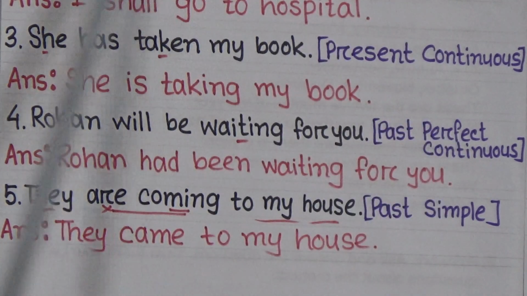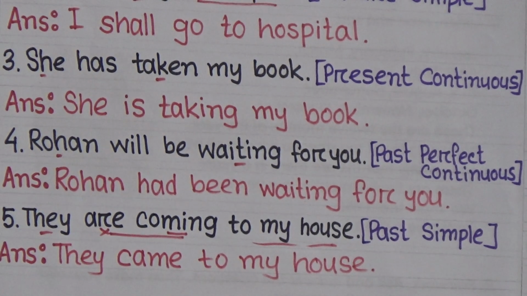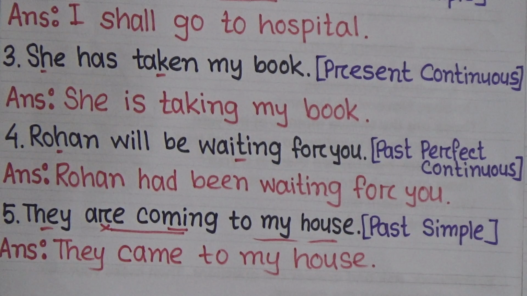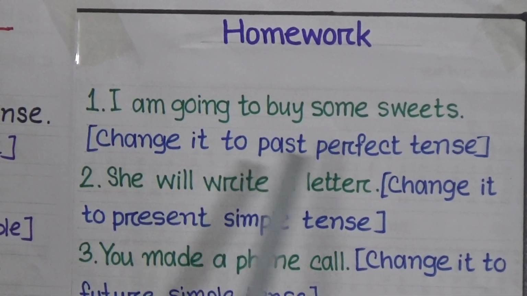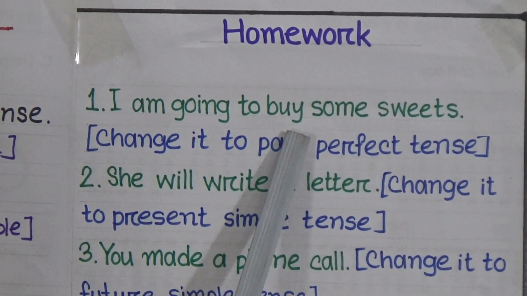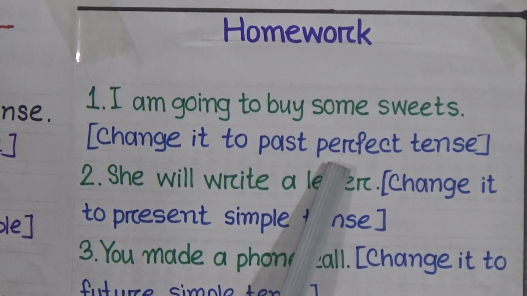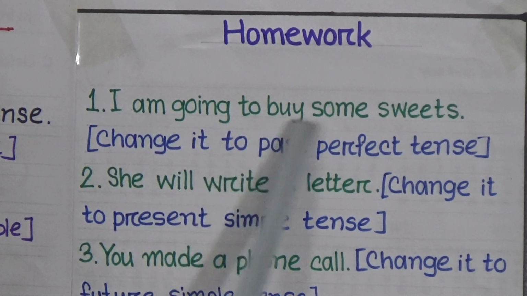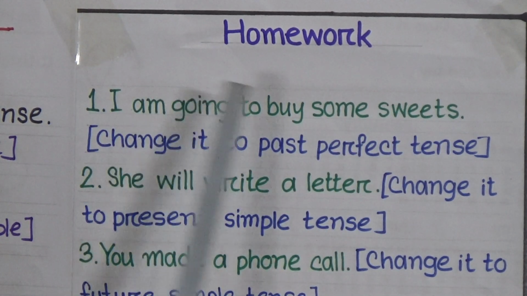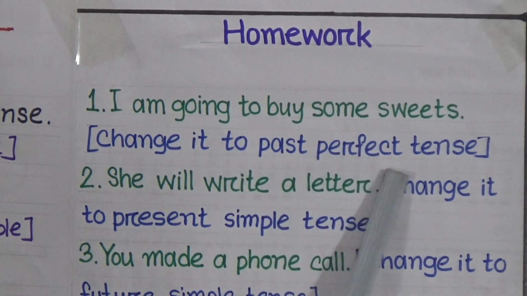Students, I hope you can understand how you have to change the sentences into the given tense. So if you have any problem, you can ask your teacher in the time of your live class. Now I am providing the topic of your homework. Students, look, here I have written some sentences, and in brackets I have written the name of the tense. You have to change the sentences into those tenses. So the first given sentence is, I am going to buy some sweets. You have to change the sentence into past perfect tense.